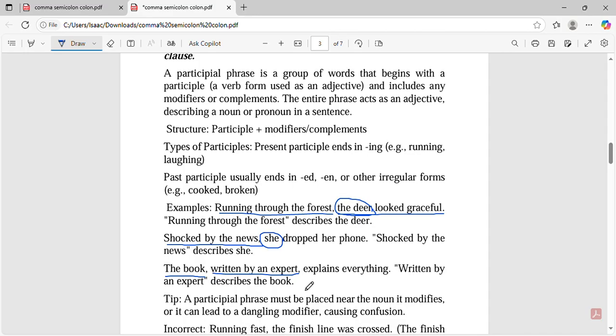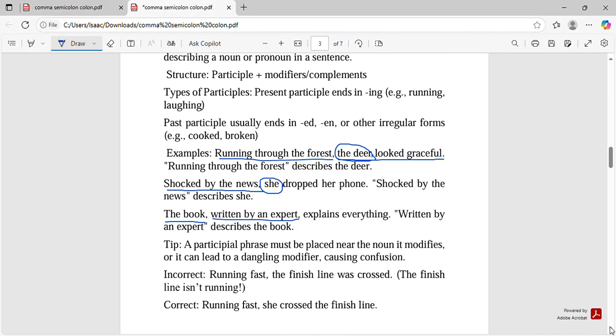Remember, the participial phrase is simply a modifier. That means even if you take it away, your main clause will still stand and the meaning will be intact. You can simply read, the book explains everything. That is your main clause. The participial phrase is simply giving us more information about the book. All right. So how else can you use a comma?